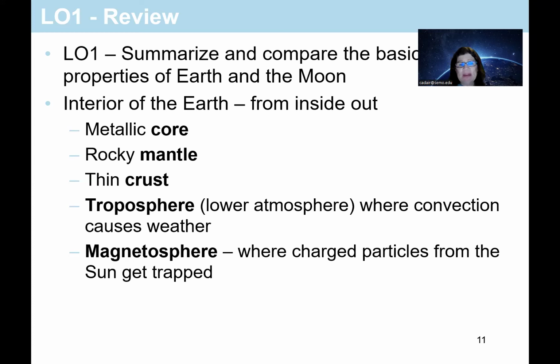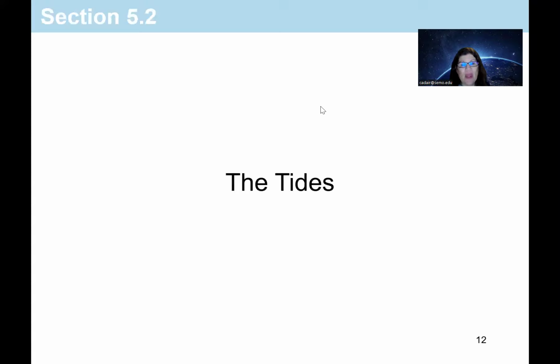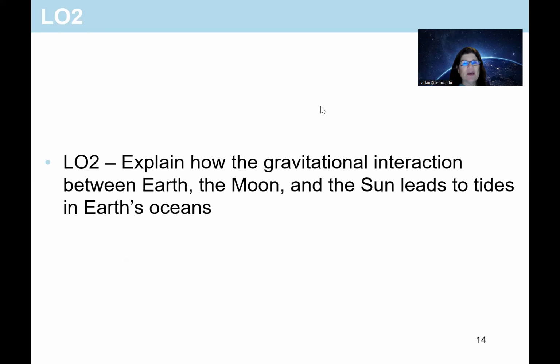So the interior of the Earth from the inside out: we have a metallic core, a rocky mantle, a pretty thin crust, and a troposphere, the lower atmosphere. We live in the troposphere, and then the magnetosphere, and of course tides. So this is going to explain tides.